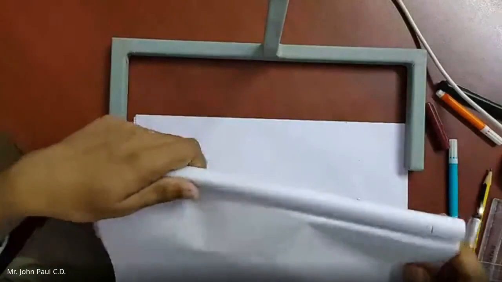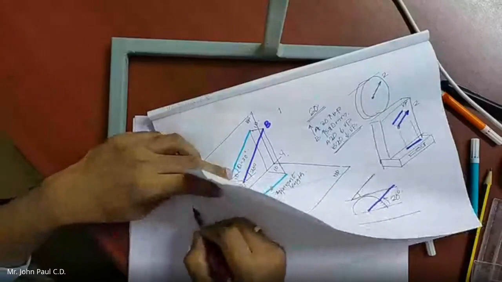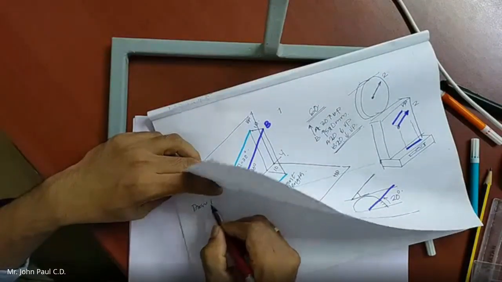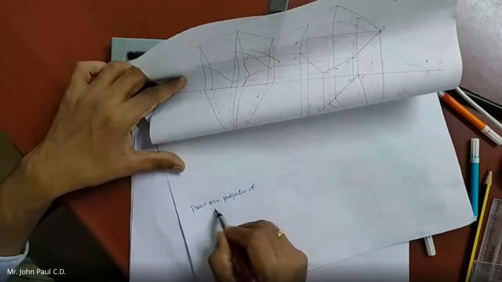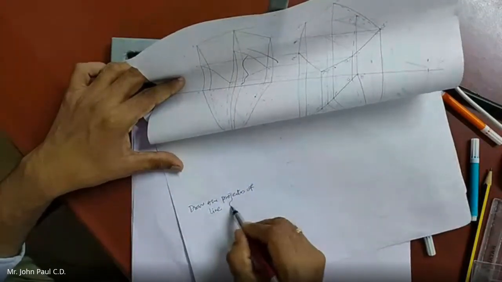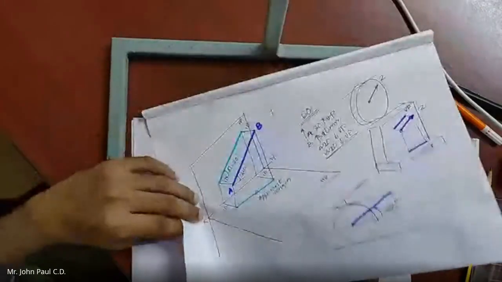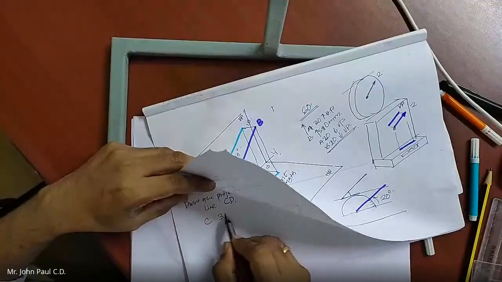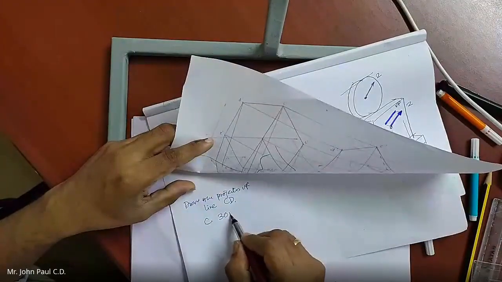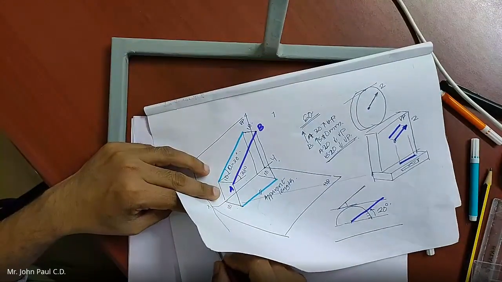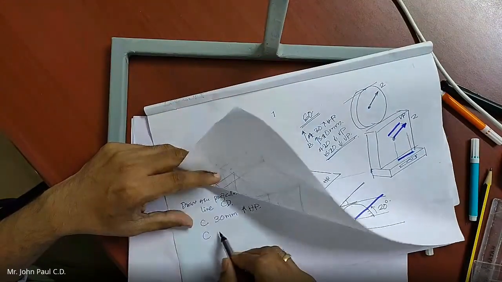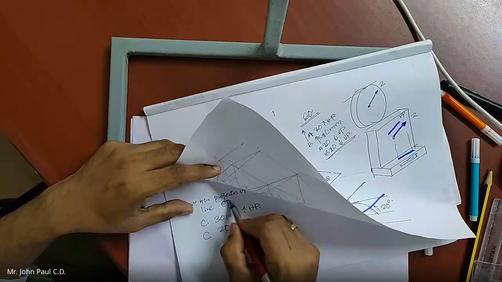I told you that you need 5 data to draw the projection. My question is, draw the projection of a line. Say I am naming it capital C, capital D, where C is 30 mm above HP and C is 20 mm. Let it be AB itself.